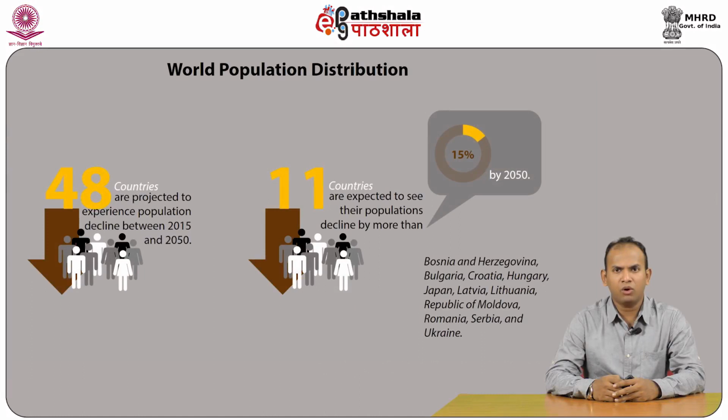48 countries or areas are projected to experience population decline between 2015 to 2050. 11 countries are expected to see their populations decline by more than 15% by 2050, like Bosnia and Herzegovina, Bulgaria, Croatia, Hungary, Japan, Latvia, Lithuania, Republic of Moldova, Romania, Serbia, and Ukraine.